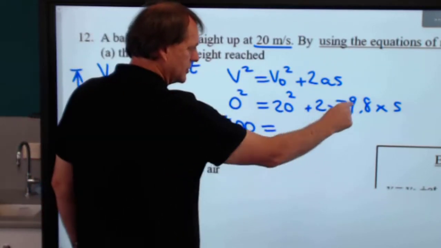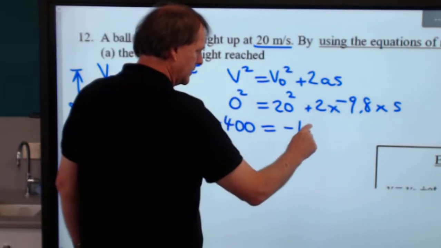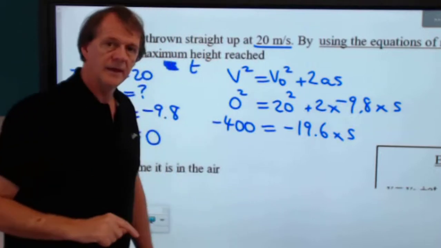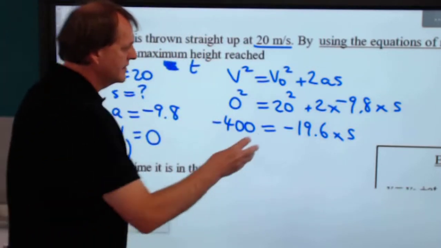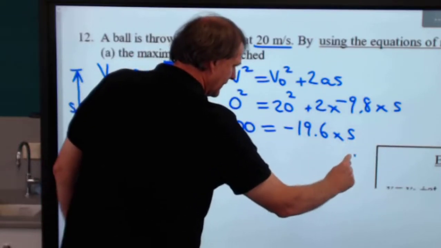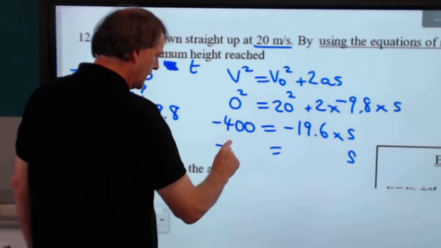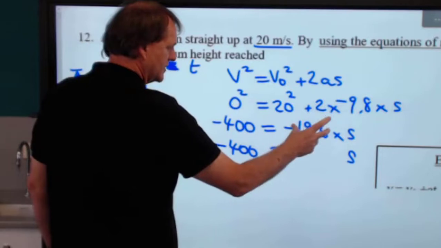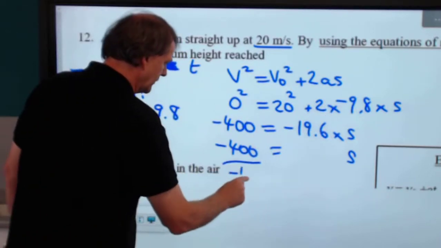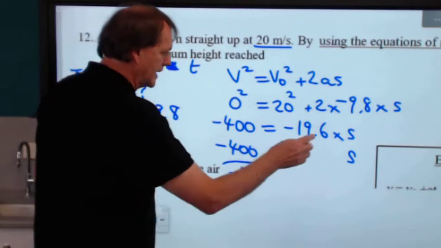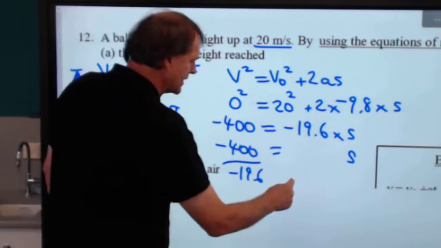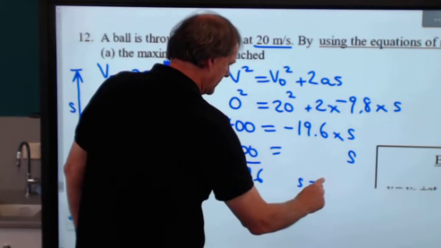This other side here, you've got two lots of minus 9.8, minus 19.6 times by s. Okay? So to rearrange the rest here, this is minus 19.6 times by s. We're going to leave the s alone, leave the minus 400 alone, and we're actually going to move this times by minus 19.6. So that's going to be divided by minus 19.6. So when you do that, you get s equals 400 over roughly 20. So it's going to give you an answer just over 20 if you go and check that out, okay?